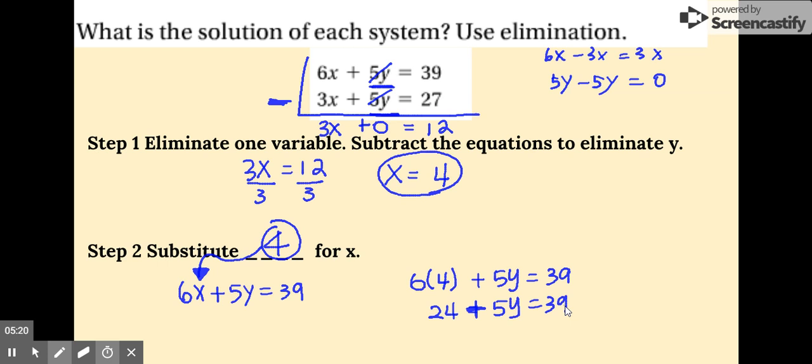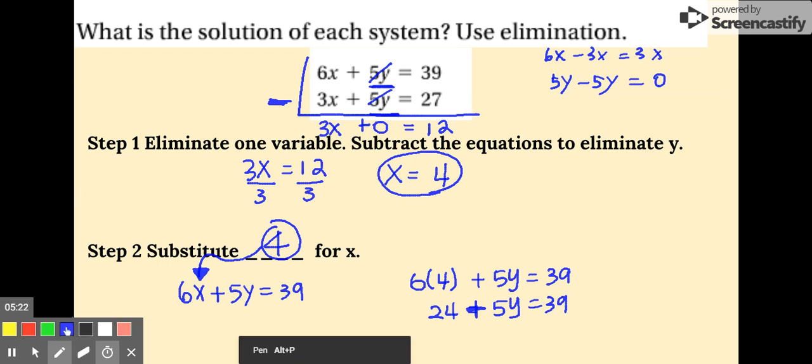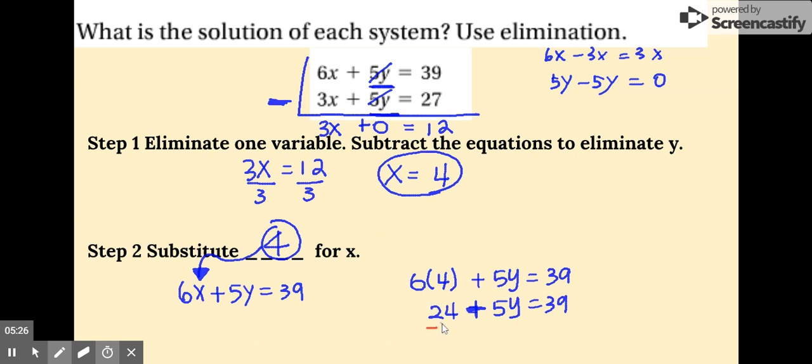This is a two-step equation. So now let's just undo it by subtracting 24. Minus 24, minus 24. So this part will be gone. We only have 5y on the left side, and on the right side we have 15. So divided by 5, divided by 5. y is equal to 3.